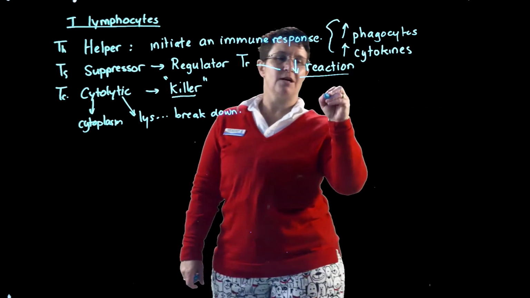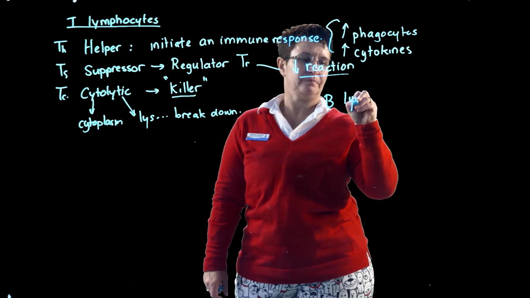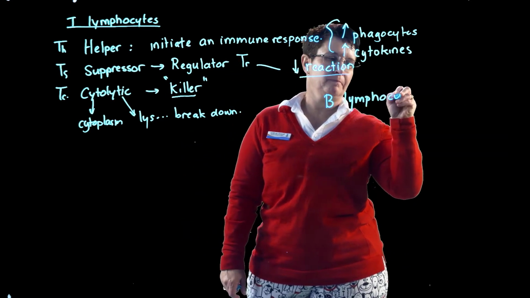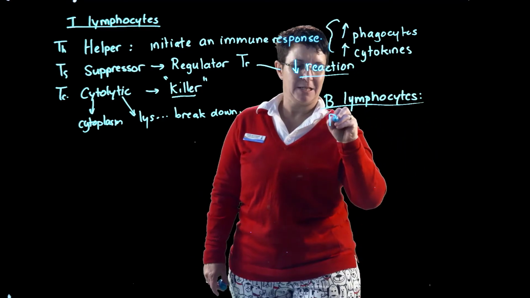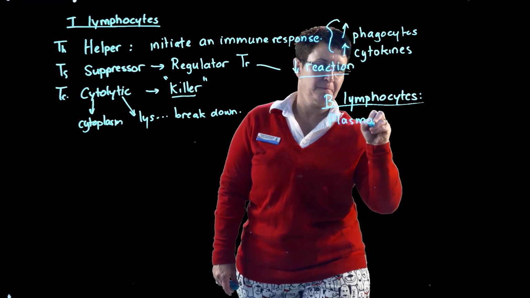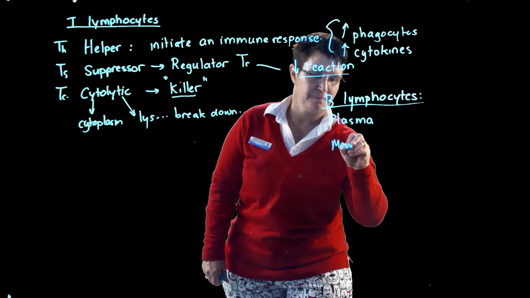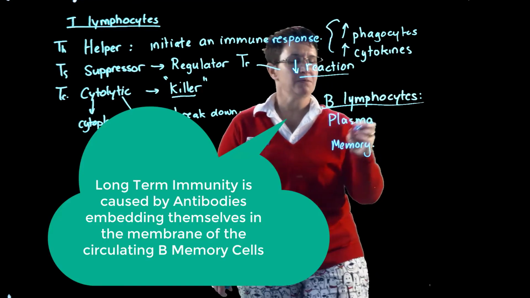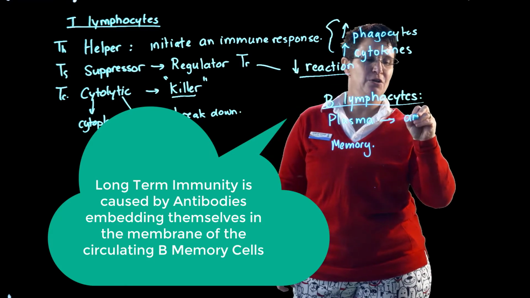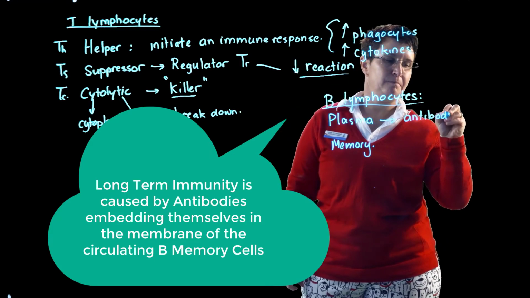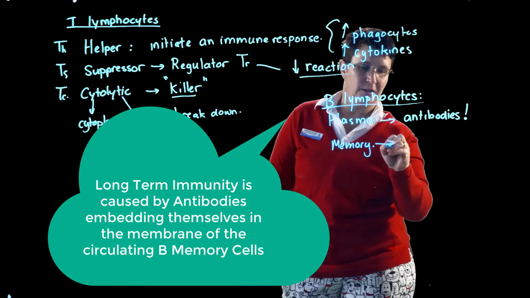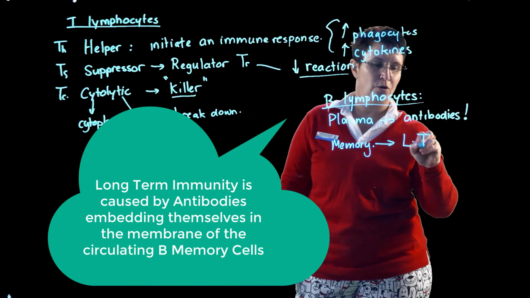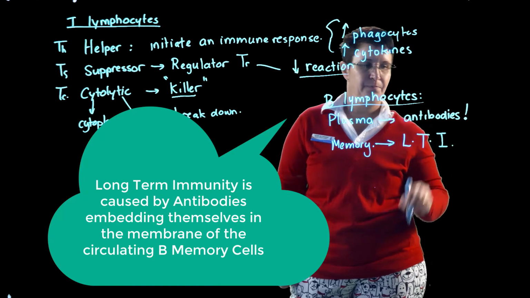For the B lymphocytes, on the other hand, you're dealing with your plasma cells and your memory cells. Your plasma cells are responsible for the creation of antibodies. They are the good guys in the system. And the memory cell is responsible for creating long-term immunity.